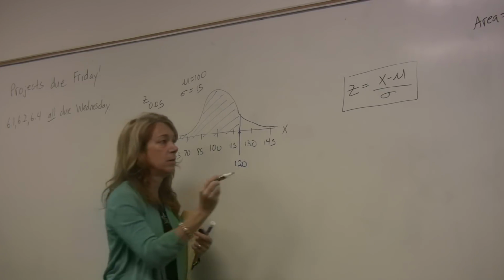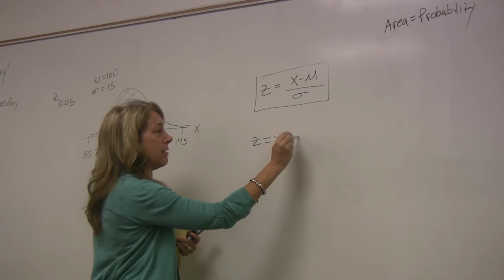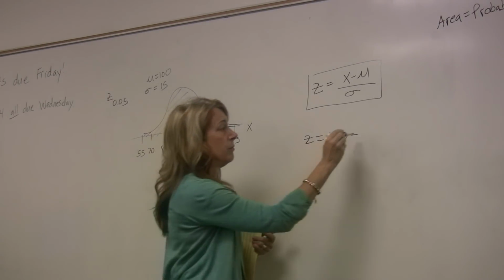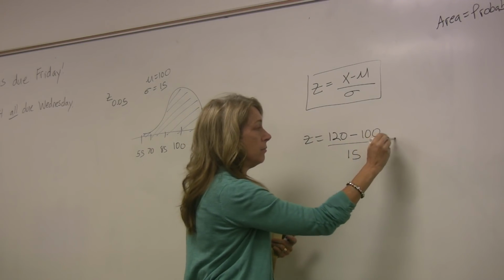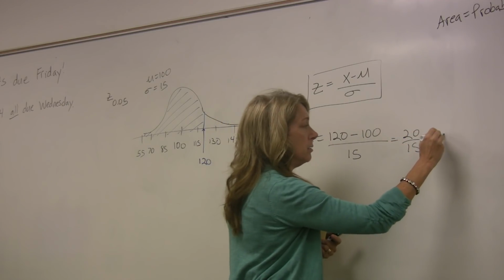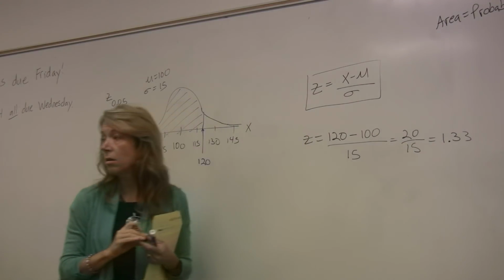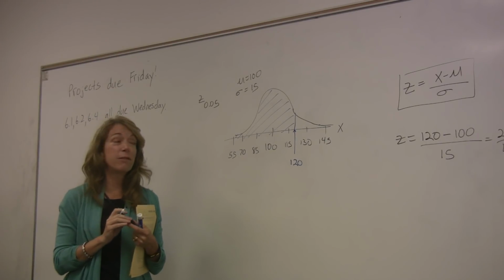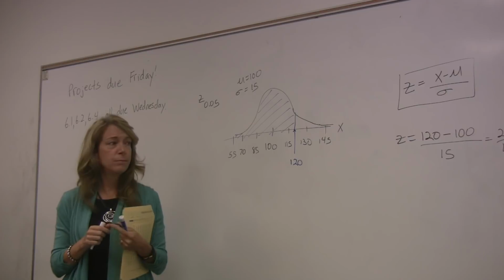We could do that. Z equals 120, the x they're asking about, minus 100, divided by our 15. You get 20 over 15, 1.33. Which is 0.9082. You already looked it up? Let me draw my picture before I look it up though. Everyone okay with how I'm getting the z-score there?